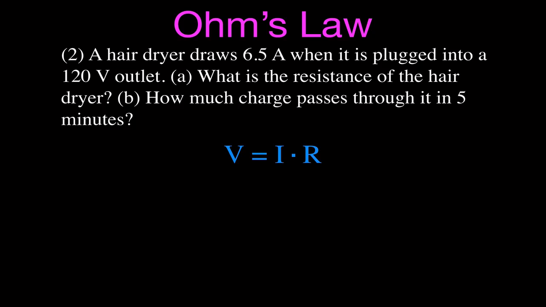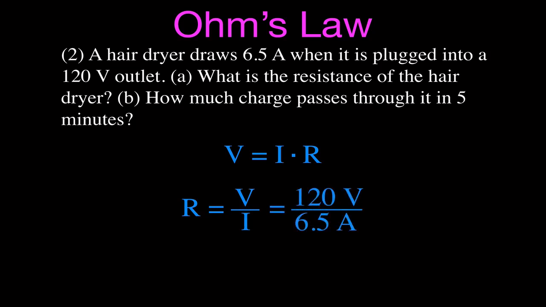We're going to start off with V equals I times R, Ohm's Law. We want to know what is the resistance of the hairdryer, so that means that R, the resistance, is equal to the voltage divided by the current. We're going to put the voltage in there, 120 volts, over 6.5 amperes, and we get that the resistance of the hairdryer is 18.5 ohms.